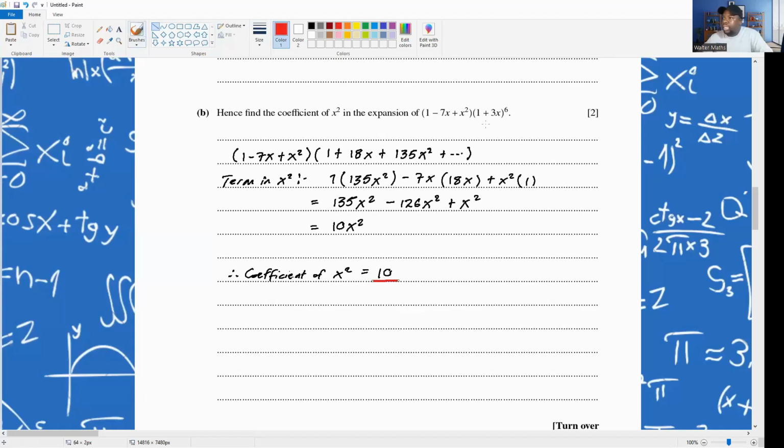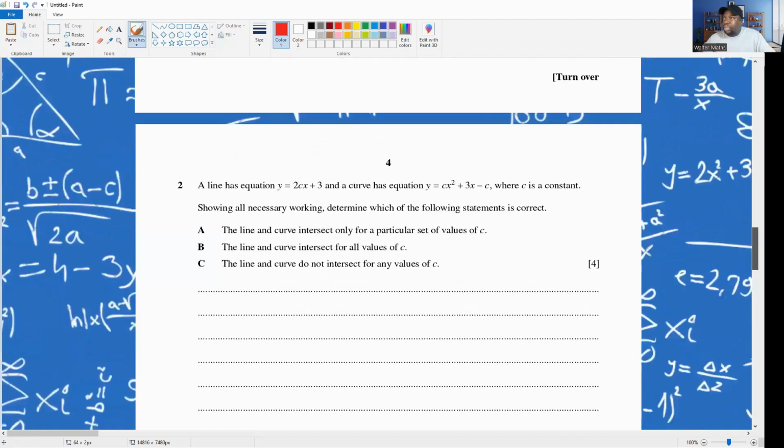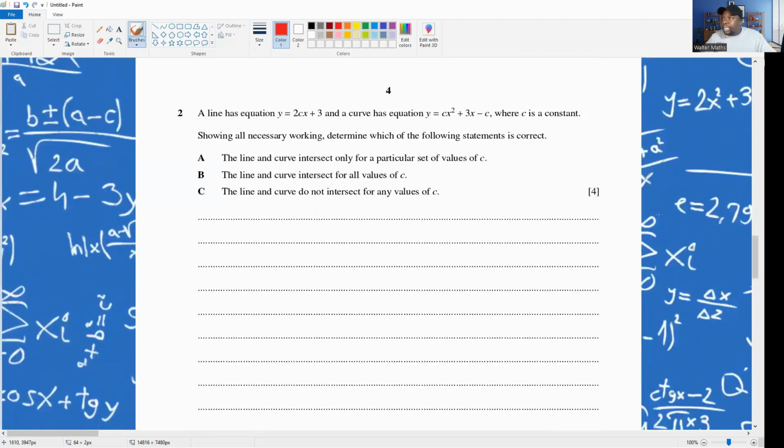Let's move on to the next question, which happens to be question number 2. It says a line has equation y equals 2cx plus 3, and a curve has equation y equals cx squared plus 3x minus c, where c is a constant. Showing all necessary working, determine which of the following statements is correct. So we have these 3 statements here, which we are going to look at after we do the work. Statement A says the line and the curve intersect only for a particular set of values of c. B says the line and the curve intersect for all values of c.